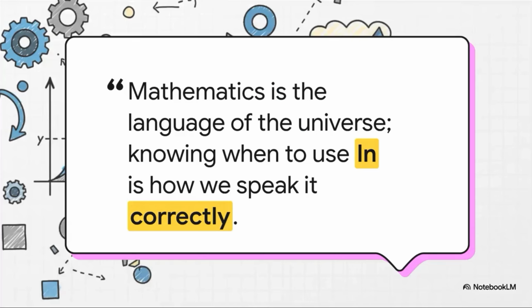Which really leaves us with this final thought. Mathematics is the language that the universe is written in. And knowing the difference between the integral of 1 over x and 1 over x squared, that's not just about passing a class. It's about learning the specific grammar you need to correctly describe everything from an expanding gas to the pull of gravity between planets. It's how we learn to speak that language correctly.